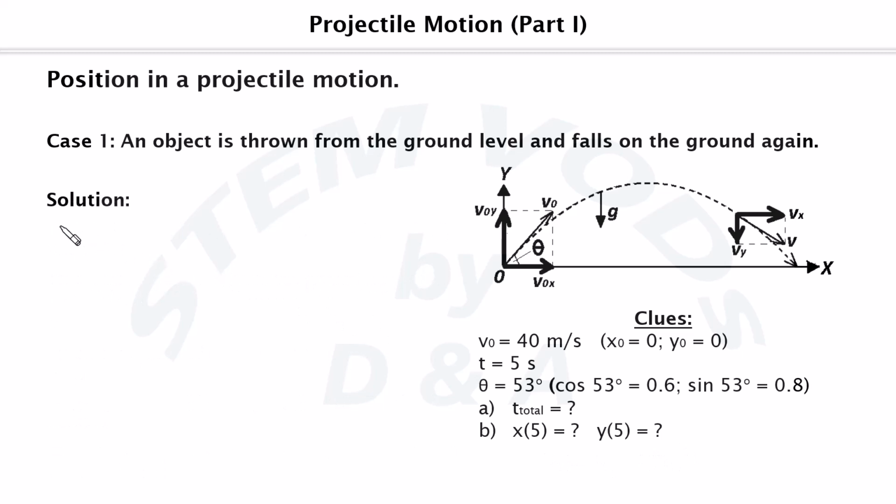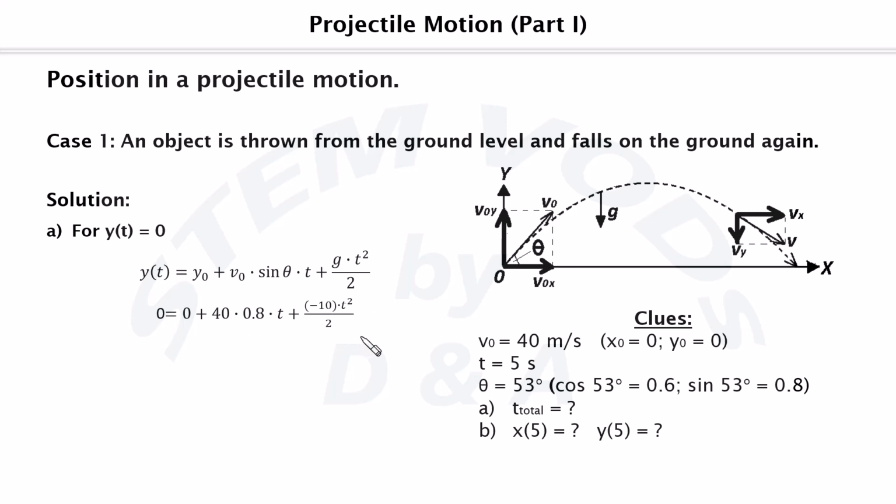Solution. To find the total time of flight, we account for the fact that the y-coordinate of a projectile when it touches the ground is y(t) equals 0. So, given that the initial position y0 of this projectile is also 0, as it starts moving from the ground level, substituting the known values in the general formula of position yields 0 equals 0 plus 40 times 0.8 times t plus minus 10 times t squared divided by 2. Here, we have taken the approximate value of 10 for gravity instead of 9.81 for easier calculations. The minus sign indicates that gravity is in the opposite direction to the positive direction of y.